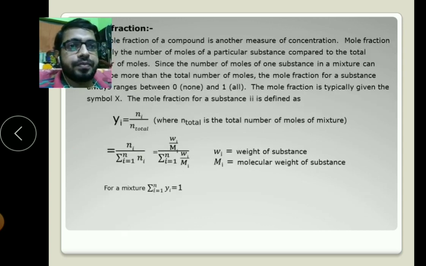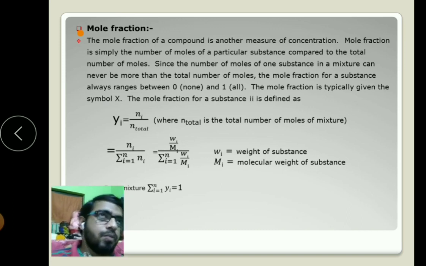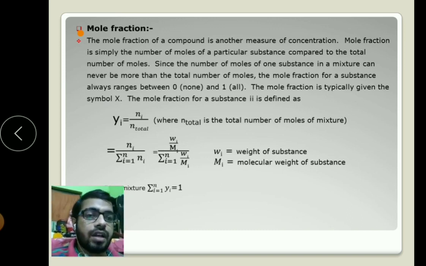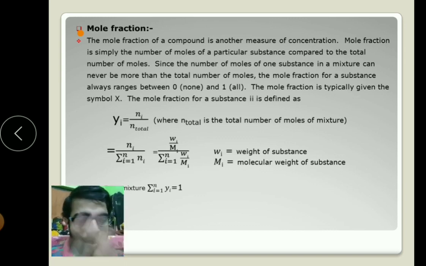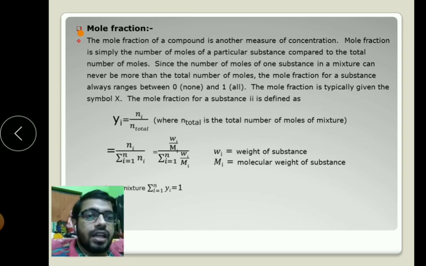Next, mole fraction. Suppose in a mixture we have 3 gases, carbon dioxide, nitrogen, oxygen, having different moles. Suppose carbon dioxide 5, nitrogen 6, oxygen 7. So the total is 5 plus 6 plus 7, 11 plus 7, that is 18. Now if we want to find the mole fraction of carbon dioxide, we do moles of carbon dioxide divided by total moles. Moles of carbon dioxide is 5 and total moles is 18. So 5 by 18 is the mole fraction.